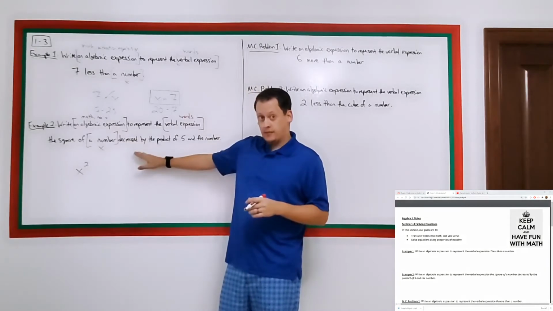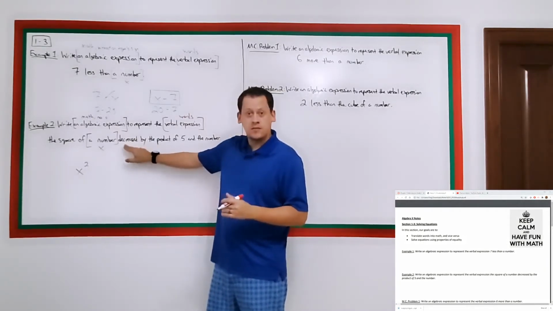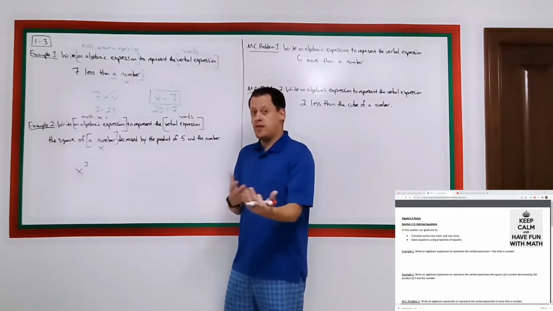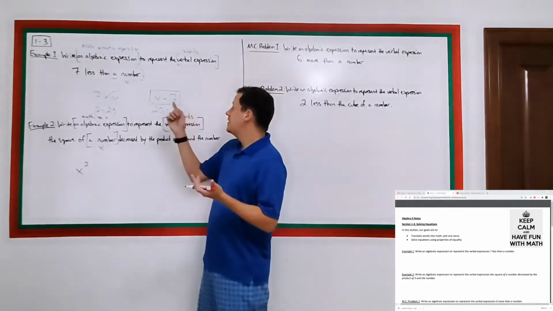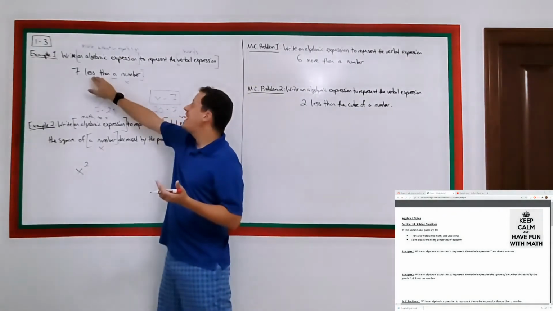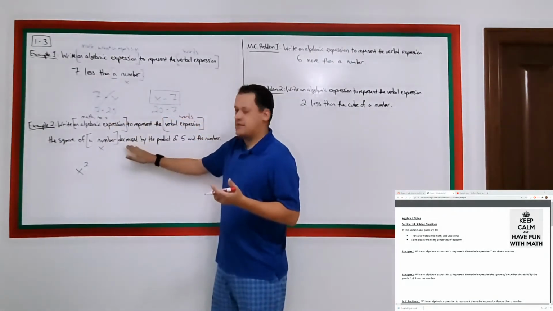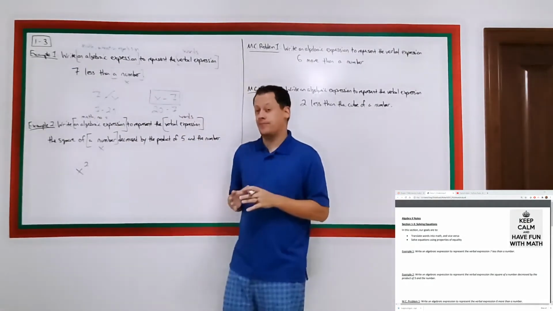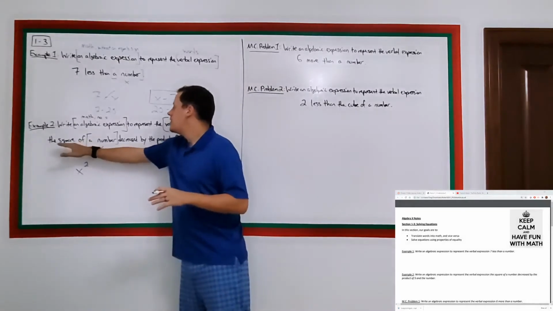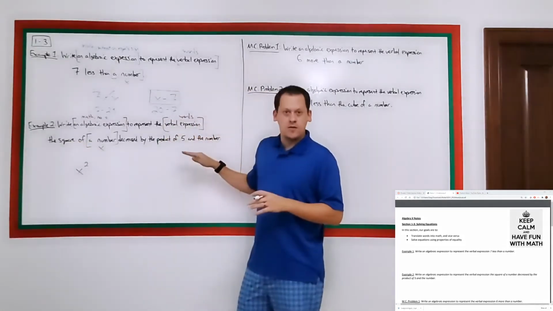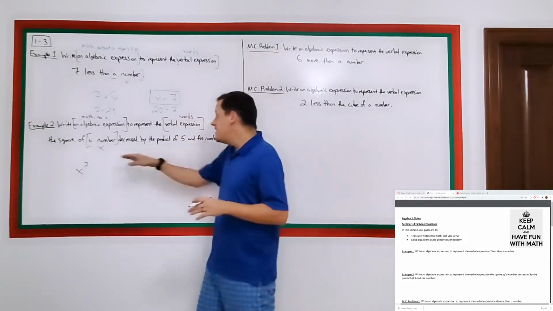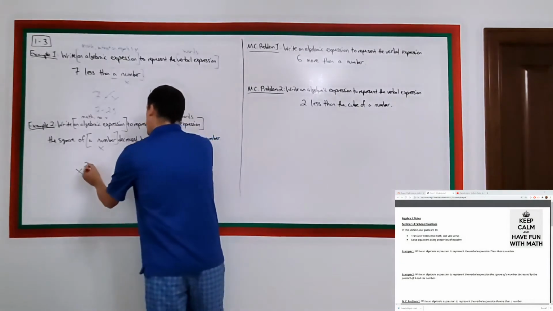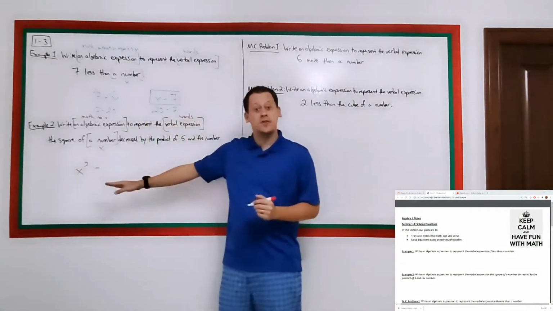Decreased by. Decrease means to go down. The mathematical operation for that would be subtraction. Now this was less than. This is decreased by. Those are different phrases. They both mean subtraction. But if we're doing something decreased by something else, then that is going to be in the order that we see it. The x squared is going to come first, and the decreased by minus sign is going to come after it.